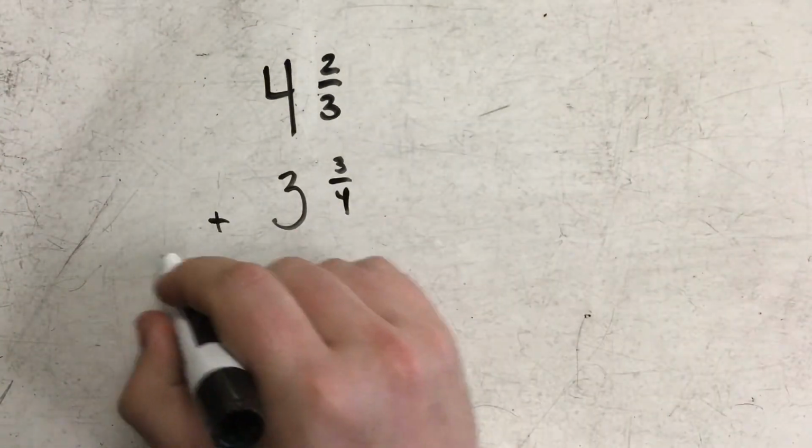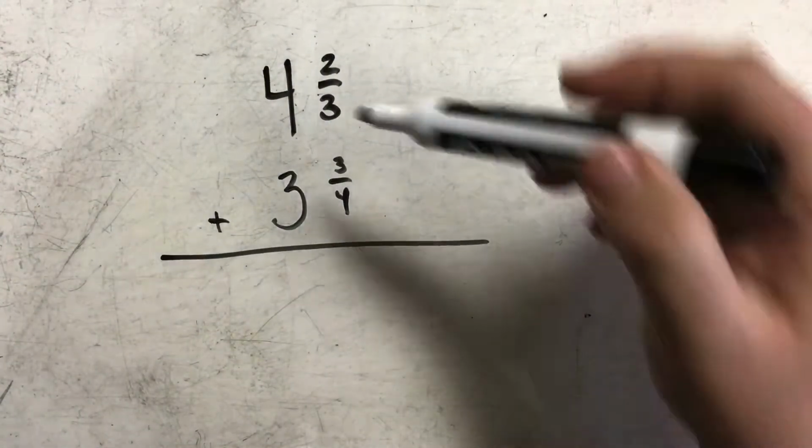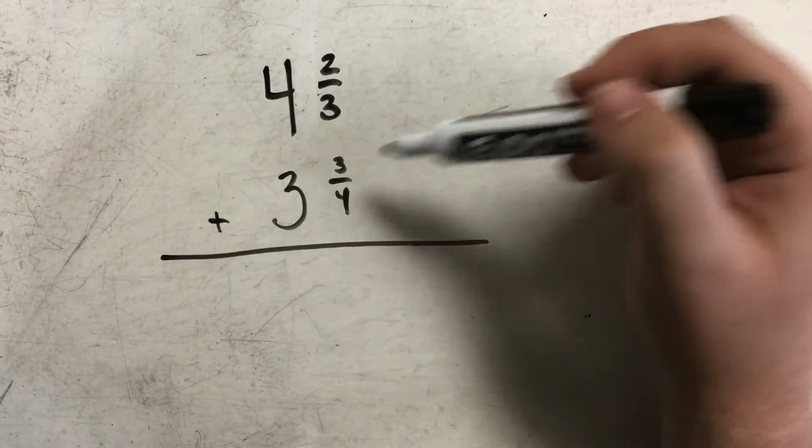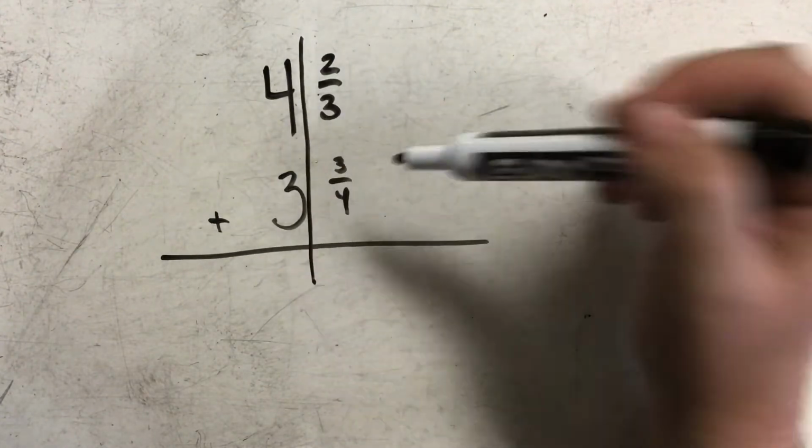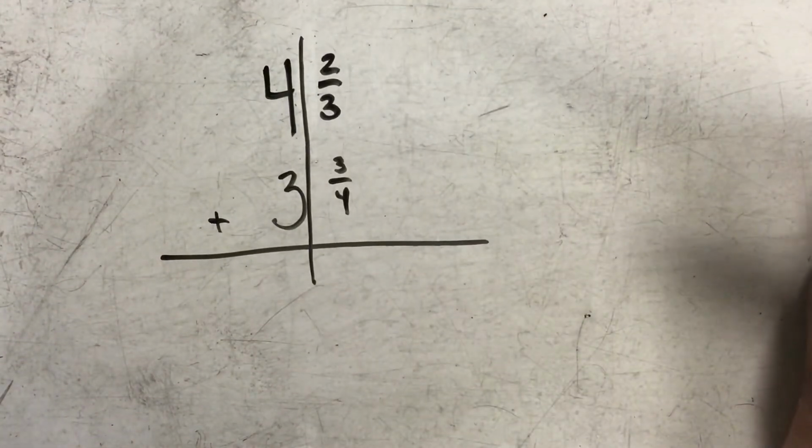The only reason I choose to do it that way is because I'm going to be adding my fractions and my whole numbers separately. And this allows me to just draw a line down the middle to keep those numbers separate. So I'm just going to focus on my fractions to start with.